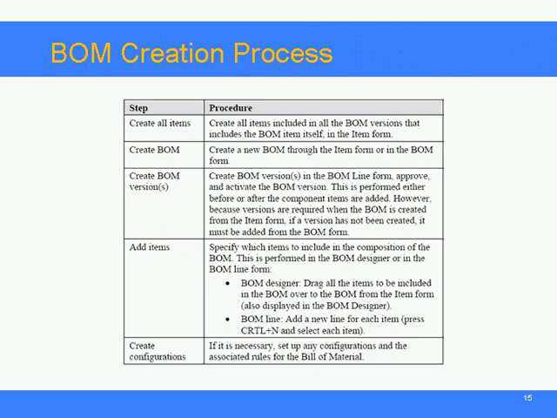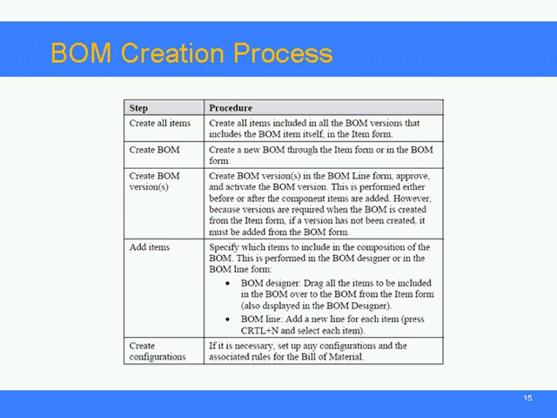This is performed either before or after the component items are added. However, the BOM versions are required when the BOM is created from the item form. If a version has not been created, it must be added from the BOM form. Add items. Specify which items to include in the composition of the BOM. This is performed in the BOM designer or in the BOM line form.